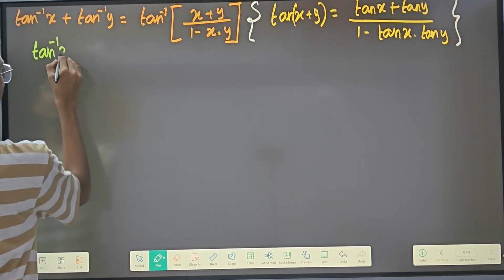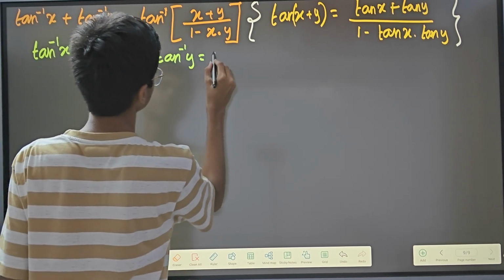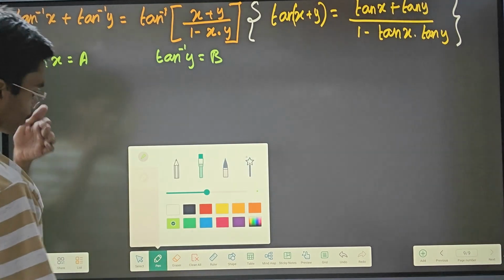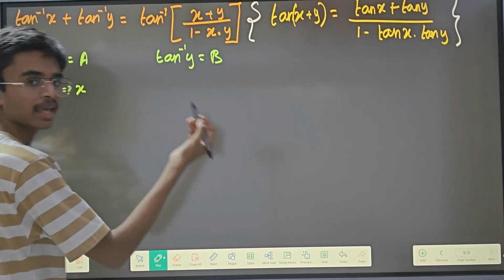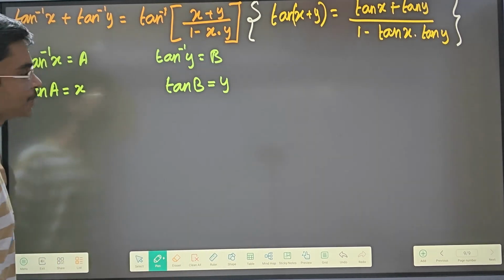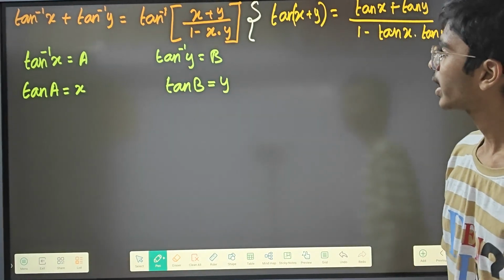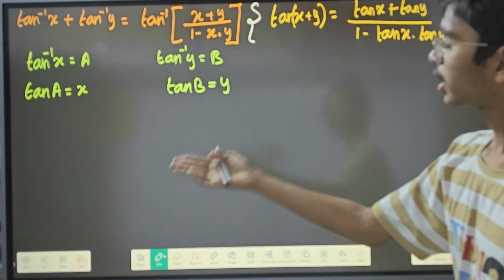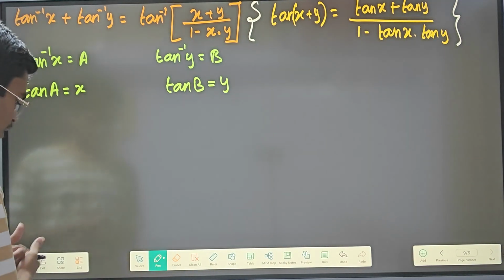Let tan inverse of x be A and tan inverse of y be B. Okay, so then tan A is equal to x and tan B is equal to y. So you have got tan A, you have got tan B. Then what you have to find? You have got tan A and tan B. So first you are going to put them in their respective formulas.